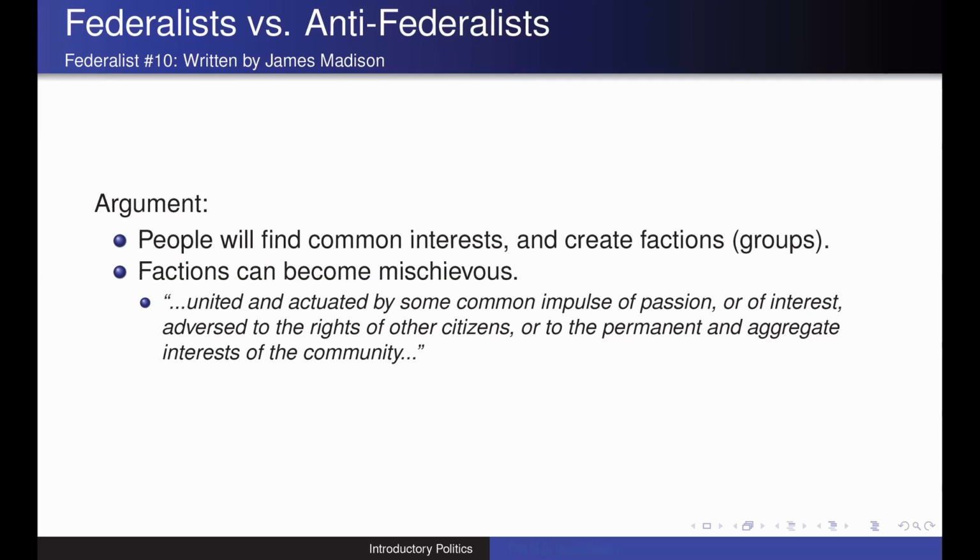interest. And so one of the things that we can see here with the text on the screen, Madison says that these factions, these groups of people, will become united and actuated by some common impulse of passion, like a common interest, adverse to the rights of other citizens or to the permanent and aggregate interests of the community. Madison's primary argument is that when we as human beings find other human beings that we kind of agree with, have some sort of common interest with, that we will form a group.